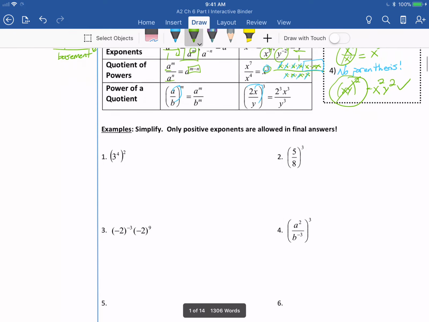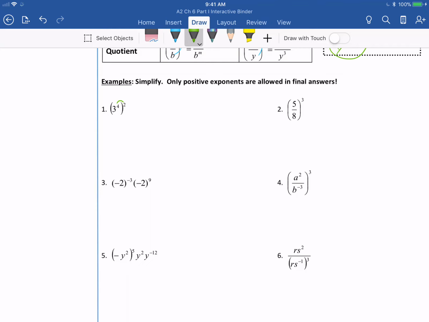This one, 3 to the 4th power to the 2nd. Remember here that this is an exponent raised to an exponent. So this is going to be 3 to the 4 times 2. And 4 times 2 is going to be 3 to the 8th power. And we talked about, hey, you can't leave any numbers raised to a power, so you can just throw this in your calculator. 3 to the 8th power is 6,561. All right, so no numbers raised to a power.